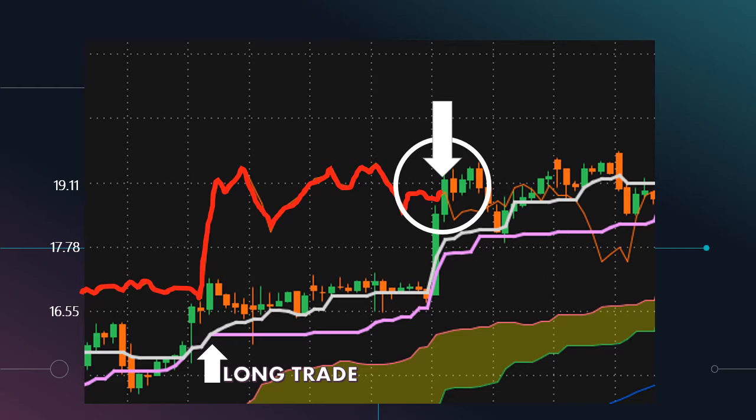In this example, it's easy to see that if you closed out your long trade here, where the Chikou line intersects the price, you would have made an easy 15% gain. There's just one problem with this scenario. At this given point in time, this isn't what you would be seeing.